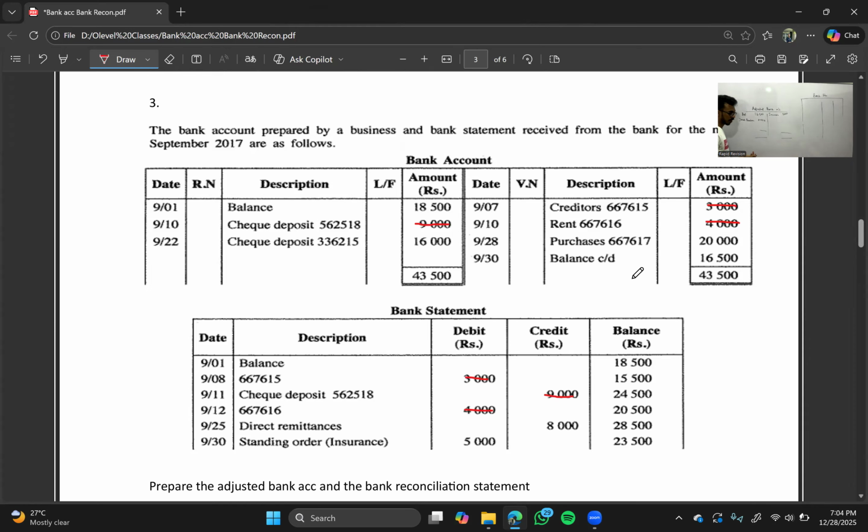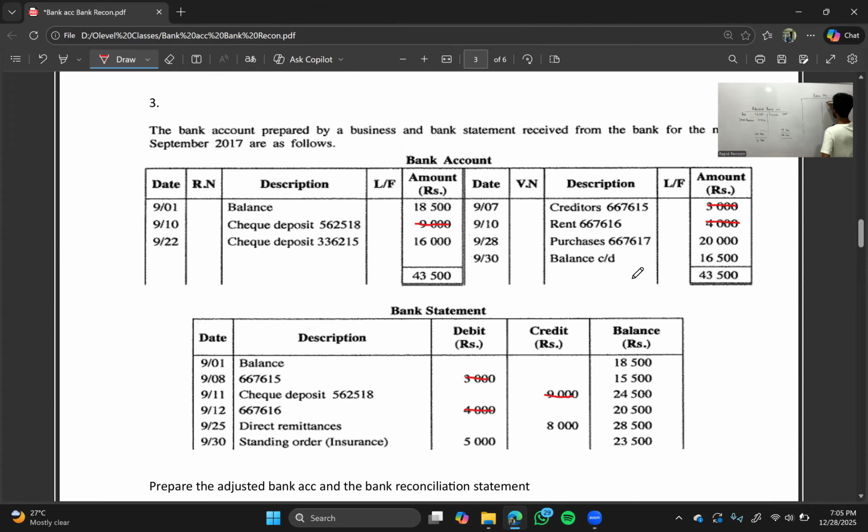That is 23,500, right? 16, 17, 18, 19, 20, 21, 22, 23, sorry, 24,500. 24,500. And then if you get the difference between this, minus 5,000 direct, if you get the difference, that becomes 19,500. So that is the adjusted balance of the bank statement, like a bank account.